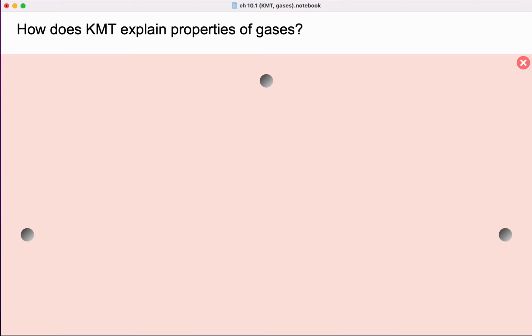So now we're going to ask the question, how do we use this theory, the kinetic molecular theory of gases, to explain observed properties of gases? Properties of gases are kind of like natural laws. They're just descriptions of the way the universe behaves. And just like we did back in chapter 3, we're going to use our theory to explain why the universe behaves the way it does.